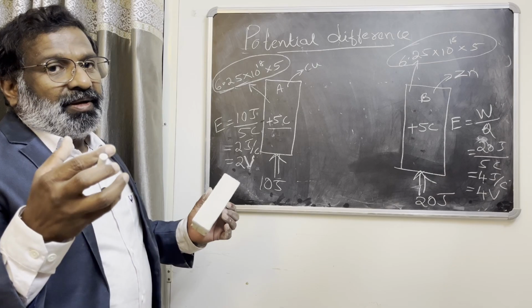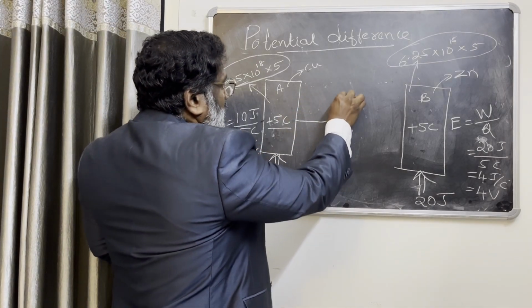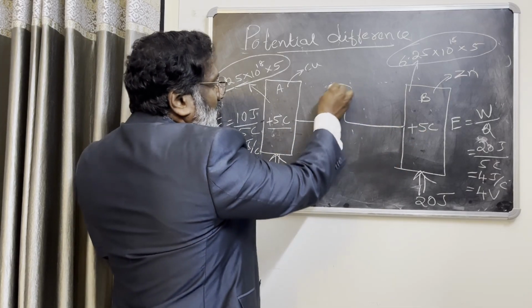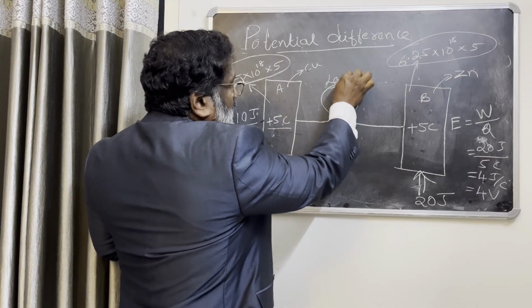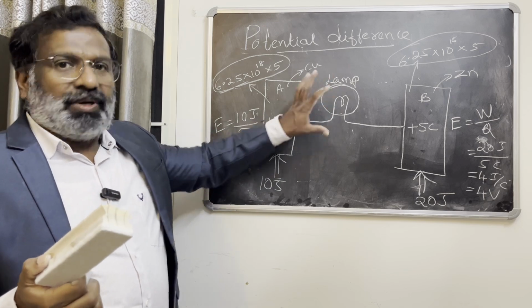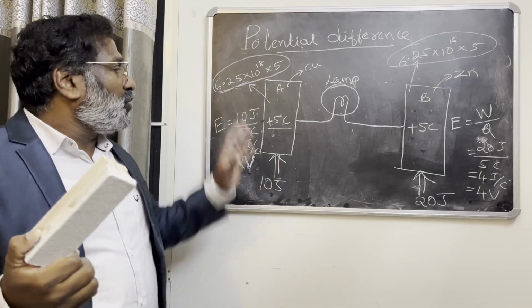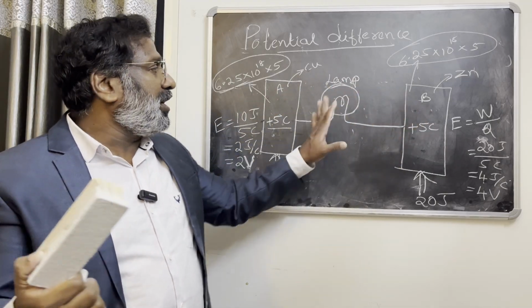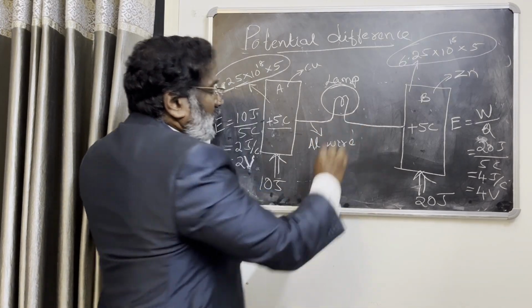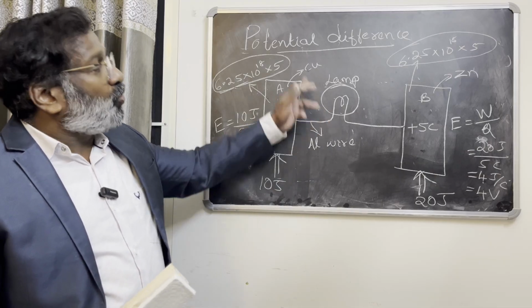Now I am taking an aluminum wire. Using an aluminum wire, I am connecting both the metal plates A and B through an electric lamp. You know about our electric lamp, no? Bulb. So what will happen in bulb? Electrical energy converted to light energy in a bulb. So plate A and plate B, I am connecting together using an aluminum wire. Aluminum wire is a conductor. Using a conducting wire through a lamp.